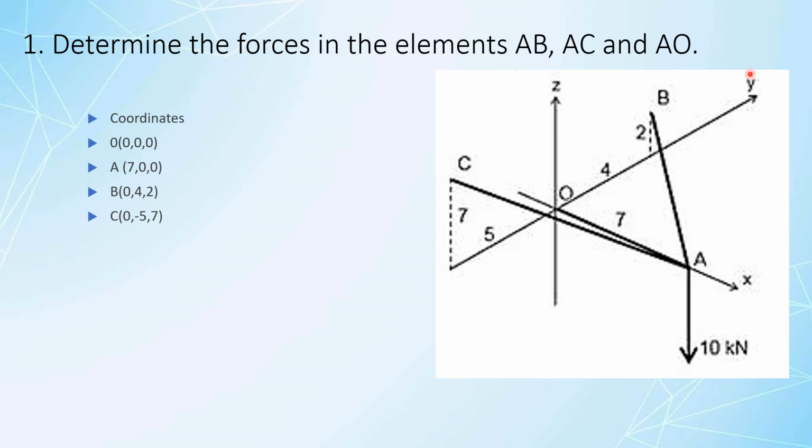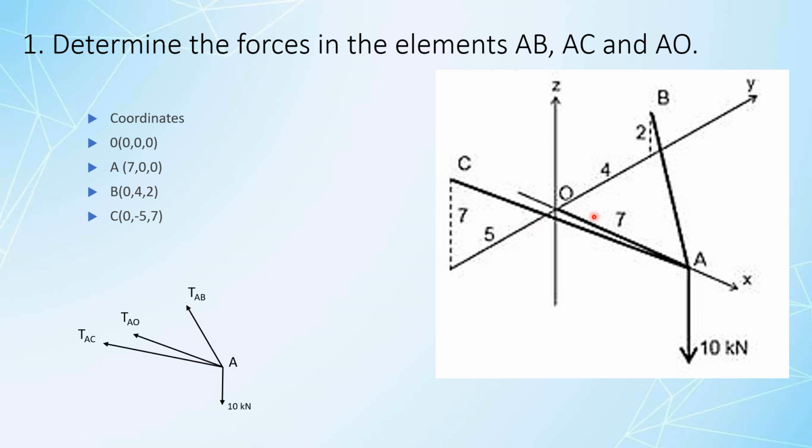Now, we have to write all the forces in vector form. In order to do that, we need to identify the directions of the forces. So here we have four forces: force in AB, force in AO, and force in AC, and then the 10 kilonewton force. So these forces, if you draw the forces acting at A, it will be like this.